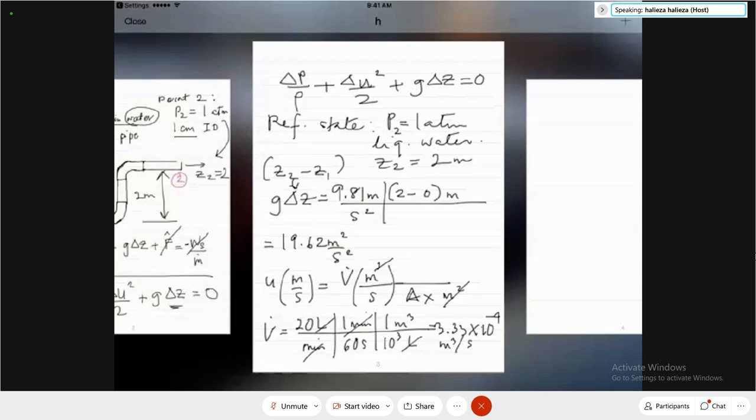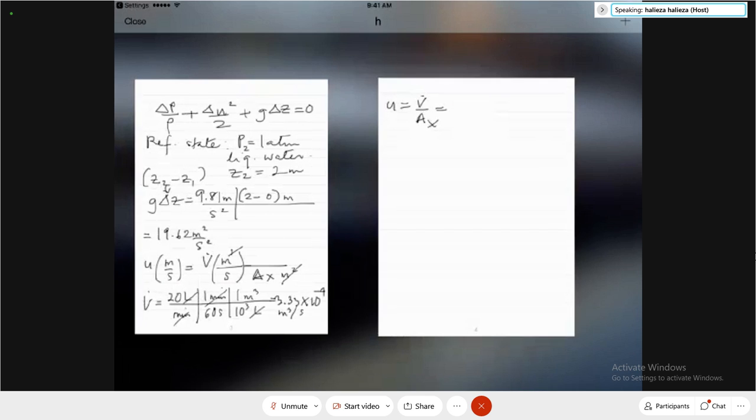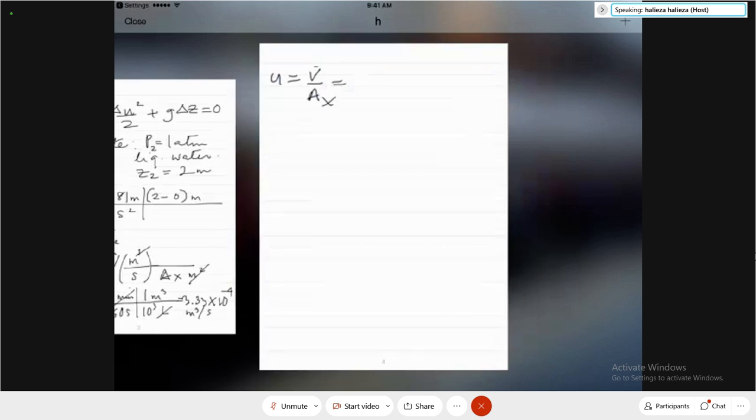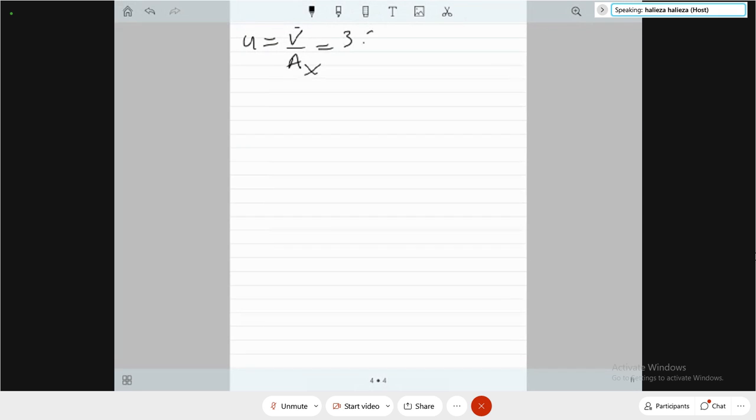So we're going to use the equation velocity is equal to volumetric flow rate divided by cross-sectional area. Okay, let's get that value just now. That value is 3.33 times 10 to the power negative 4. I'm not going to write the unit because we know what unit we're going to get.